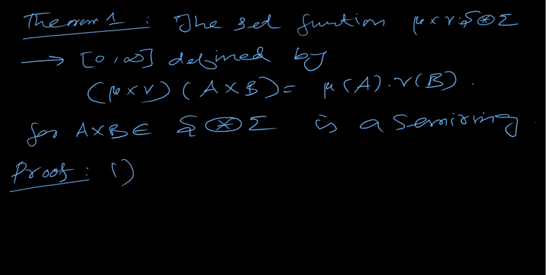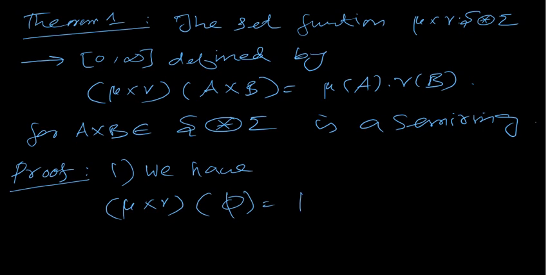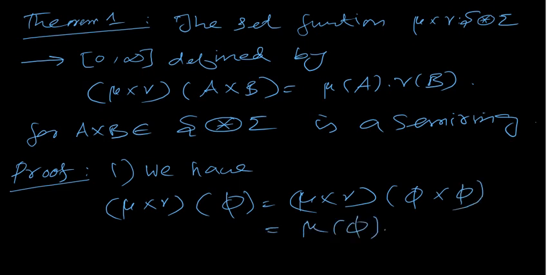So first property, we have mu cross nu of the empty set. This empty set can be written as phi cross phi. Now you apply the definition here, mu of phi into nu of phi, both are equal to zero because mu and nu are measures. So mu cross nu of the empty set is equal to zero. That's the first property.